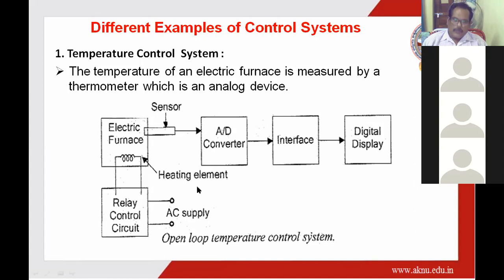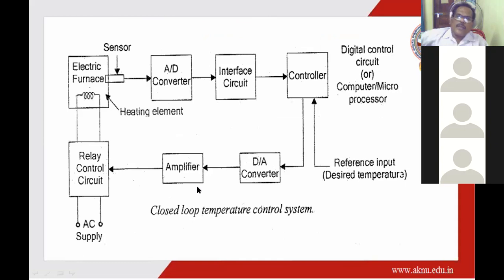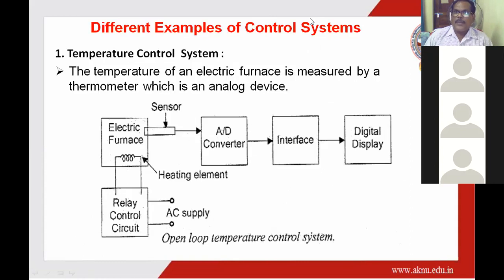Now, the second one is a closed loop temperature control system, or a closed loop temperature monitoring system. Here we have a feedback path. In the previous one, there are no D by A converter and amplifier sections. Here the D by A converter and amplifier sections are the feedback sections.